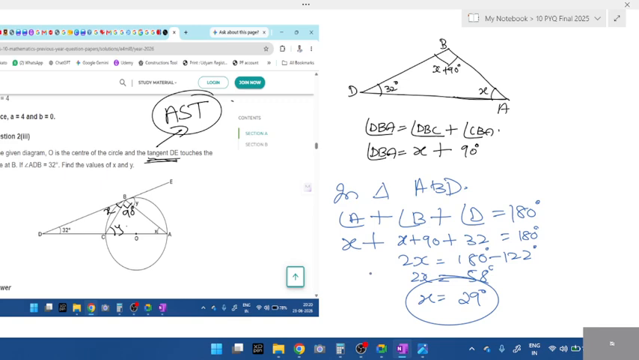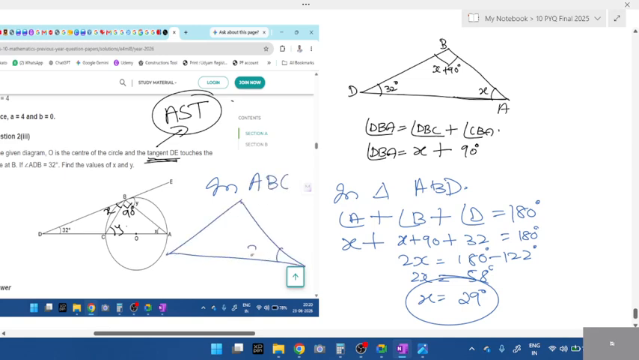For Y, there are two ways. You all can use straight line. If not, take triangle ABC, students. In triangle ABC, we got to know X is equal to 29. What is Y? B is 90. Use sum of interior angles.